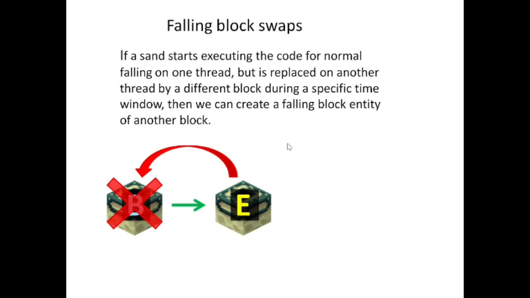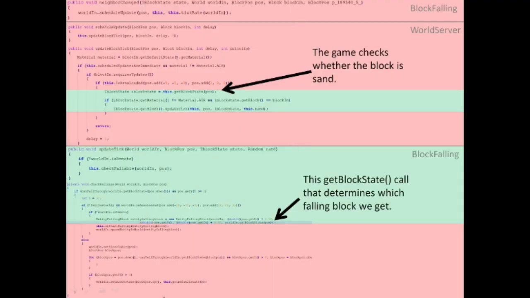But this requires multiple threads, and here I just showed the code through which it goes when it tries to fall down. We have red regions and green regions, and the green regions show the code during which falling block swaps are possible, and the red regions show regions where falling block swaps are not possible. If you update a sand, then the code, which I represent by this yellow dot, will go through the code, and you need to replace it on the other thread by a different block while the code on the one thread is in the green region. So one thread will be going through this code, and we will do it repeatedly because we will update the sand multiple times, and then we need to get lucky that we replace the sand at the right time.